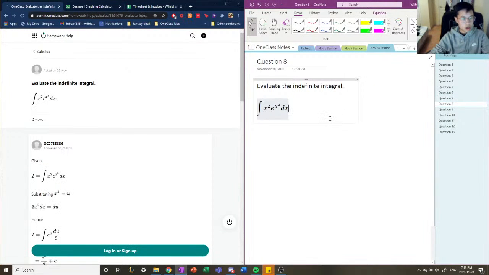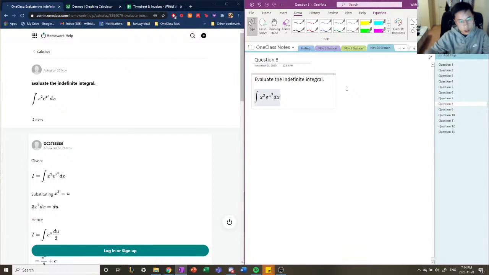All right, so we're going to move on to some integration and derivatives. The question reads, evaluate the indefinite integral, the integral of x squared times e to the power of x cubed. Okay. So given this integral here, I'm just going to write it out. We're going to use our substitution rules to simplify this integral so that it's easier for us to use.